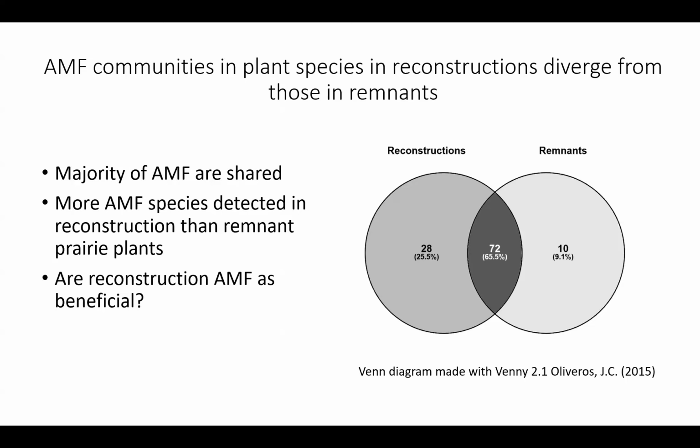But you'll also notice that there are fewer distinct species for the remnants, in other words, species that we only found in remnants. We were more likely to find species that were unique to reconstructions. So there's this shift in the AM fungal community, and there's actually an increased richness of different types of AM fungi in the reconstructions. But are those reconstruction AM fungi as beneficial? Right?